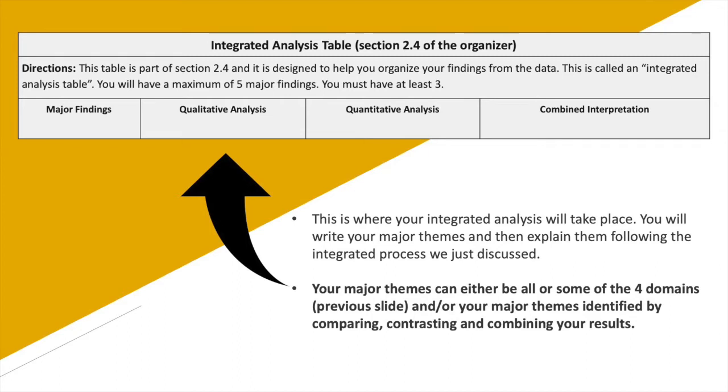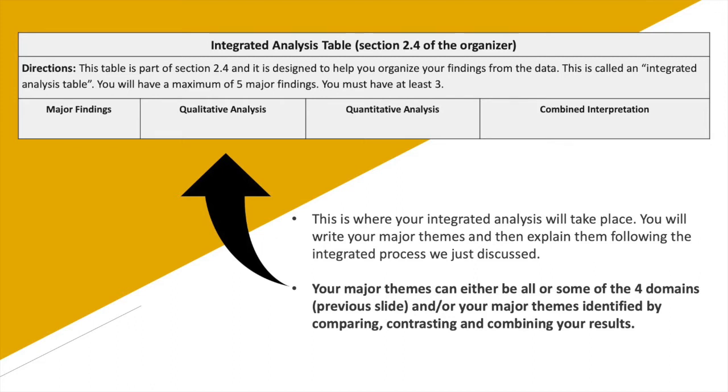So your major themes can either be one or some of those 4 domains we were just talking about on our previous slide, or they can be major themes identified through comparing, contrasting, and combining your results. So you might focus on what's happening and how effective it is, but you may have had some additional major themes that came out in your data that were unexpected. And you might want to include one of these rather than having a section on a comparison between groups.